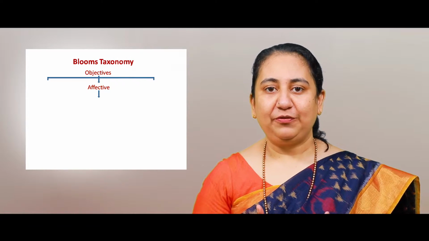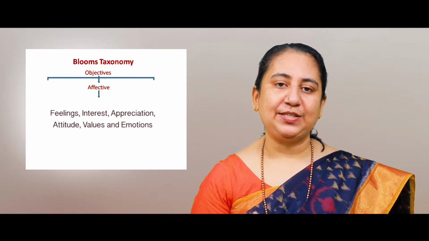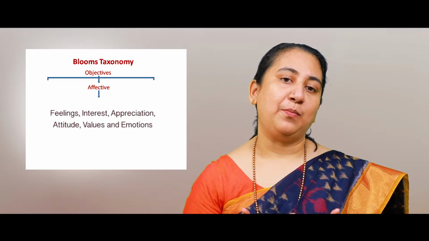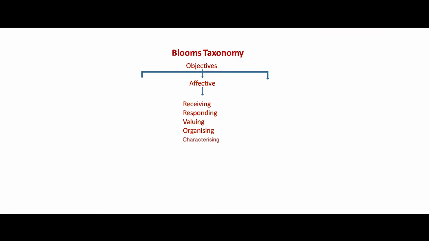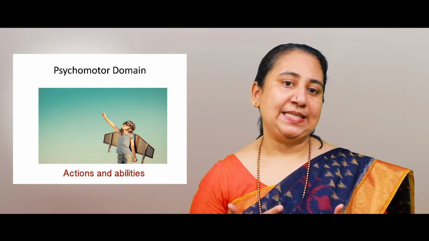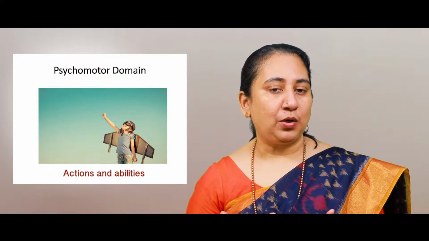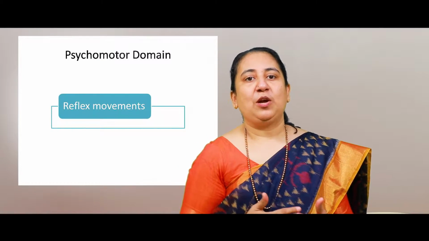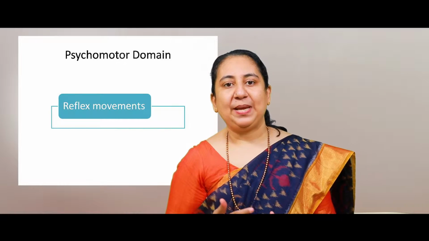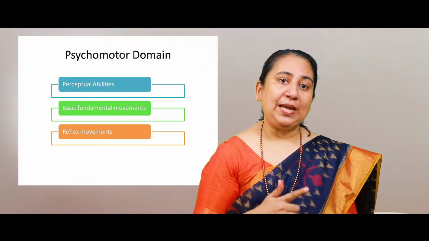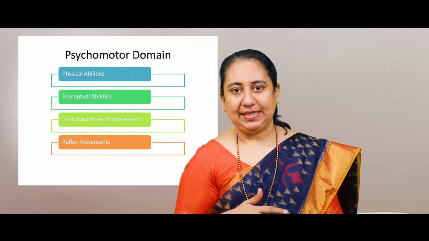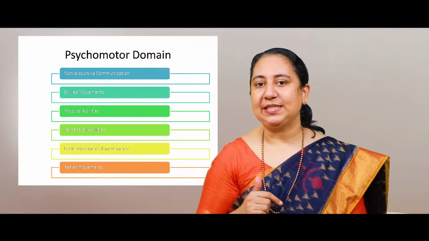This domain includes feelings, interest, appreciation, attitude and values and more specifically emotions. The objectives that are arranged in hierarchical order are receiving or attending, responding, valuing, organizing and characterizing. Next is psychomotor domain. This domain includes virtually all behaviors, actions and abilities. It includes the objectives such as reflective movements, basic fundamental movements, perceptual abilities, physical abilities, skilled movements and non-discursive communication.